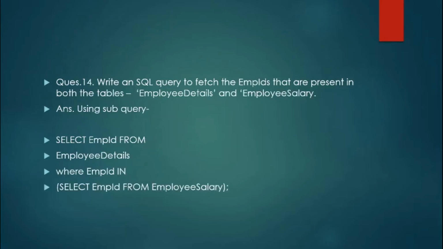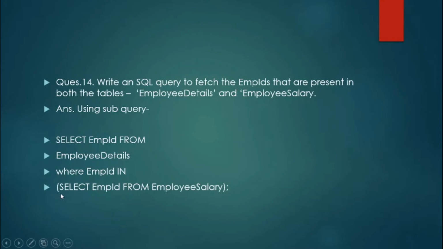So it will fetch all the records that are present in one table but not present in the other table. Now question 14. Write a SQL query to fetch the employee IDs that are present in both the tables, employee details and employee salary. In that case, you first have to fetch the employee ID from employee details and then search for the employee ID in employee salary.